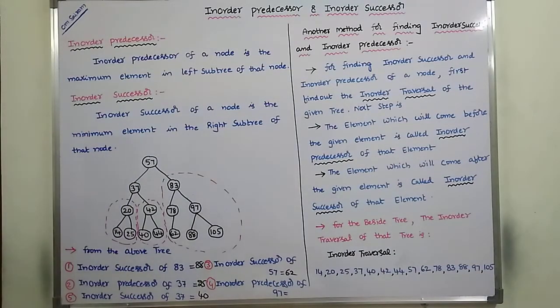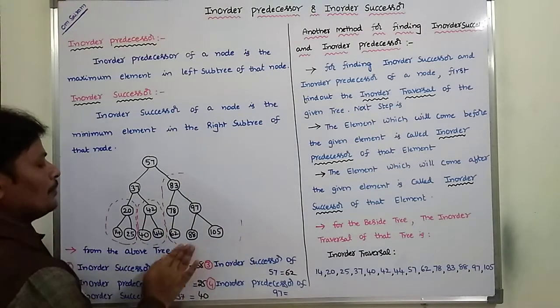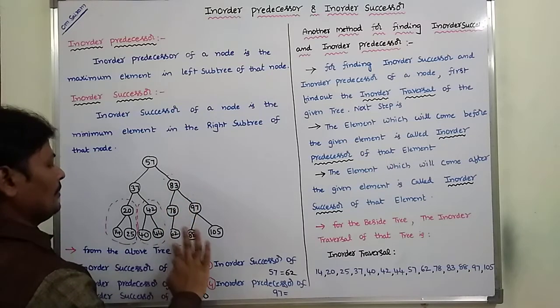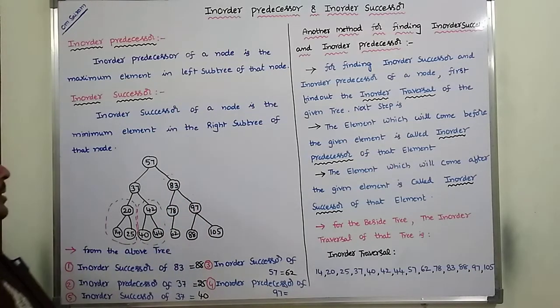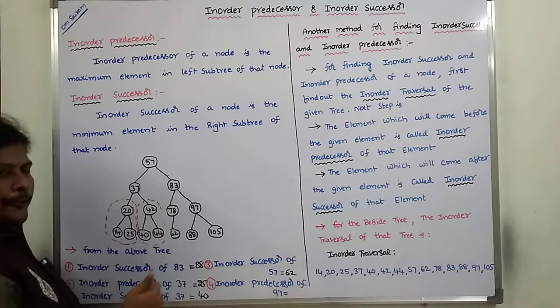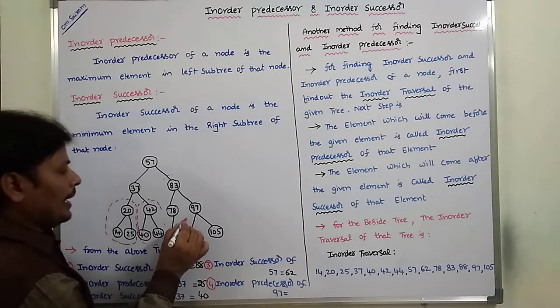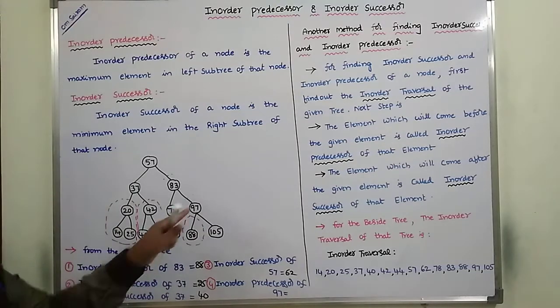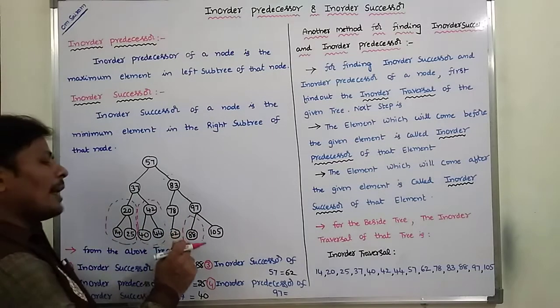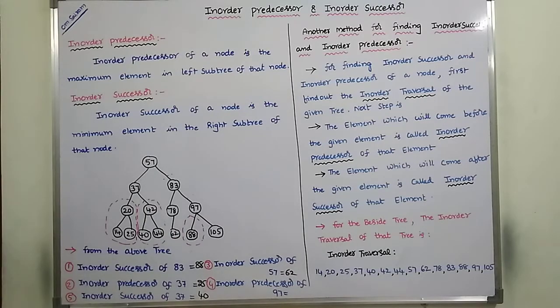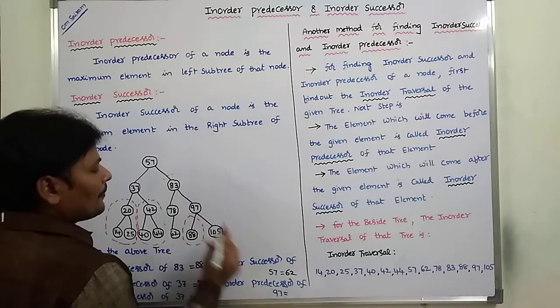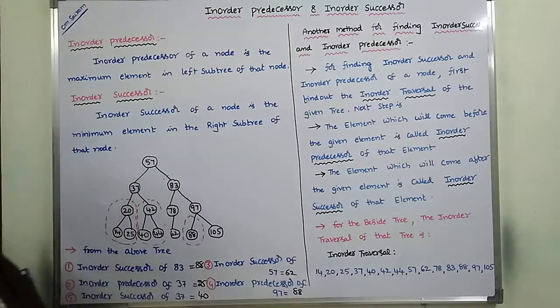Now, next one, inorder predecessor of 97. So this is 97. Inorder predecessor means we have to find out the left subtree of 97. So the left subtree of 97 is this one. In that one, find out the maximum element. Only one element is there. That element is the maximum element. So now inorder predecessor of 97 is 88.